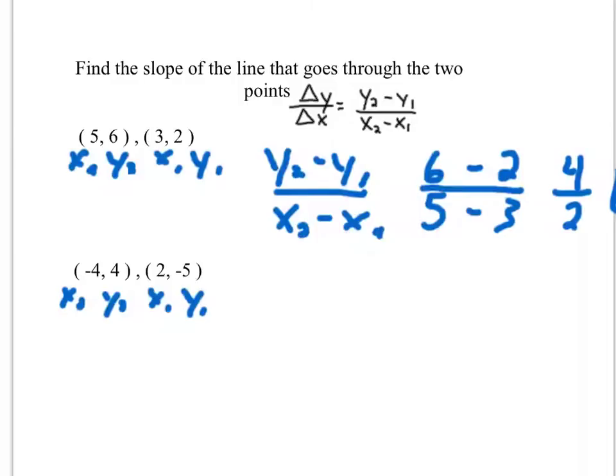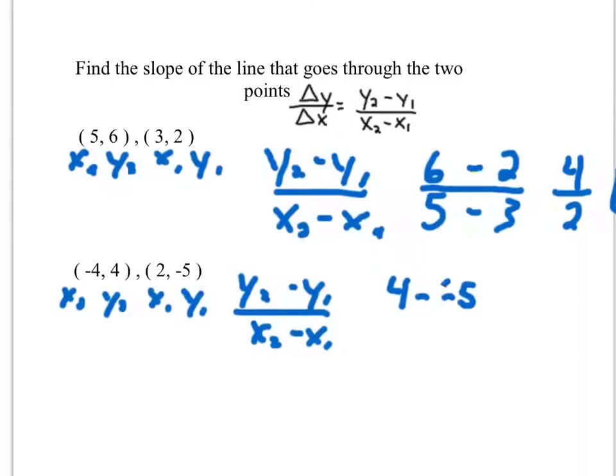Okay, so formula. And then plug it in. So my y2 is 4, minus my y1 is negative 5, over my x2 is negative 4, minus my x1 is 2.